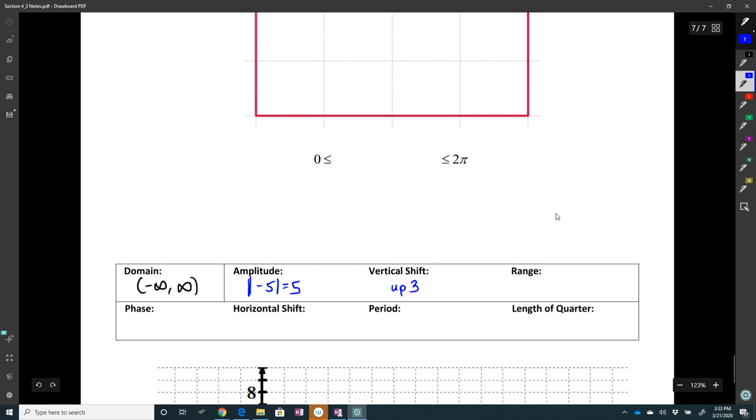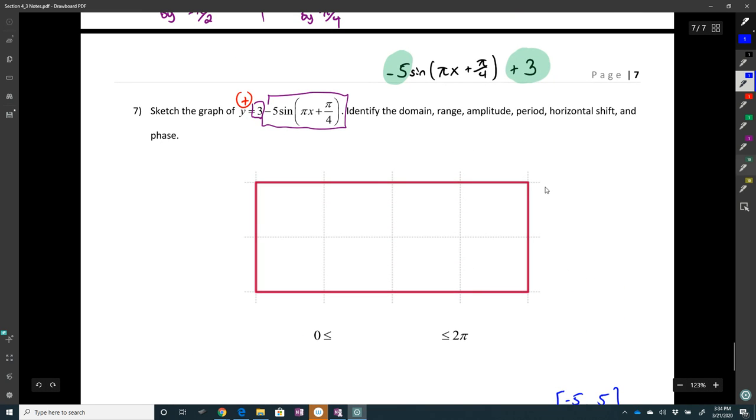The range would be negative 5 to 5, but remember that we're going up 3. So that means the range goes plus 3, plus 3. So my range is negative 2 to 8. All right, let's find stuff on the inside here.